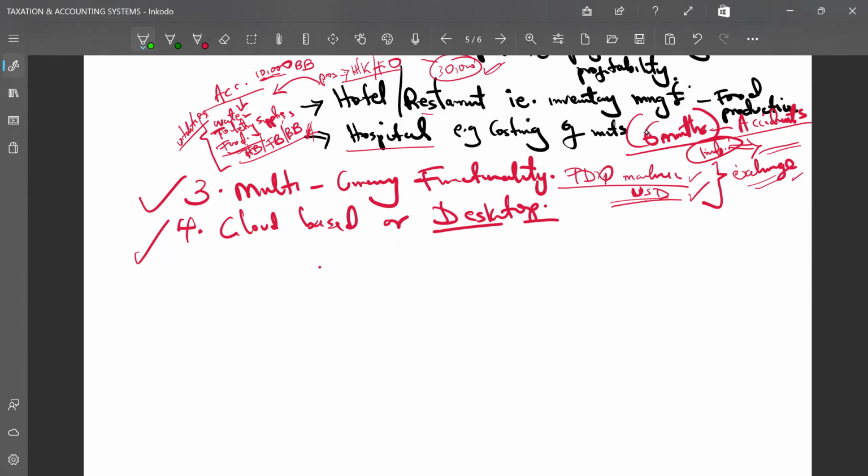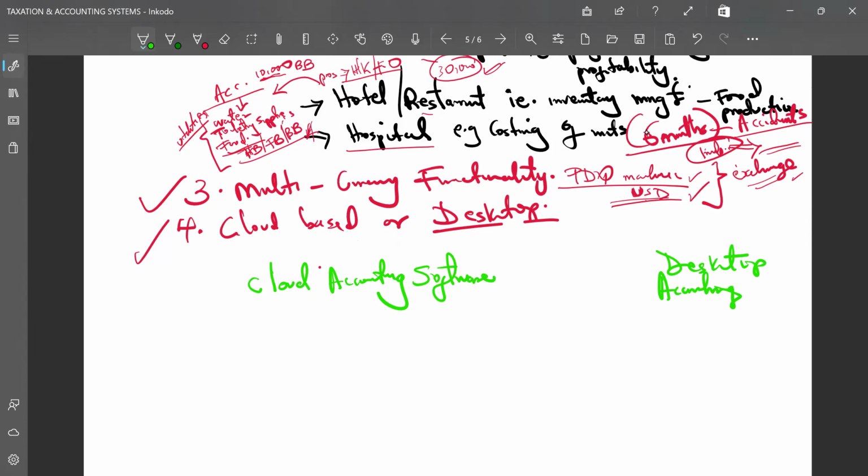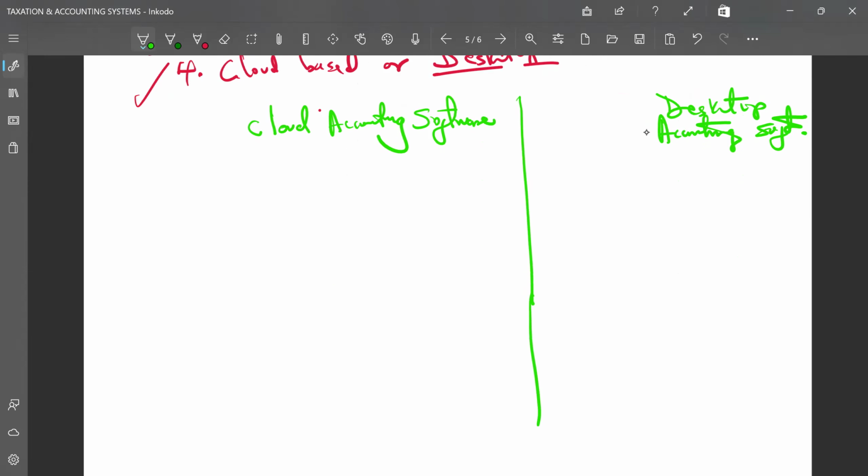On the left column, let me talk about cloud accounting software. And then on the far right, let me talk about desktop accounting software. So with that, let me just have a very small table here. And this table is going to help us come up with the differences very easily.